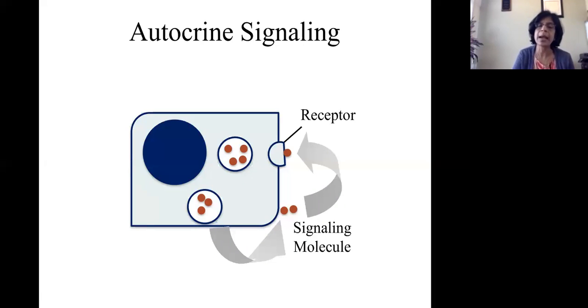Typically, though, in the body, this kind of example is common in the immune response. Helper T cells are a good example here. Cytokines released by helper T cells would act like this. They bind to the helper T cell, trigger the helper T cell to release more cytokines and more cytokines.